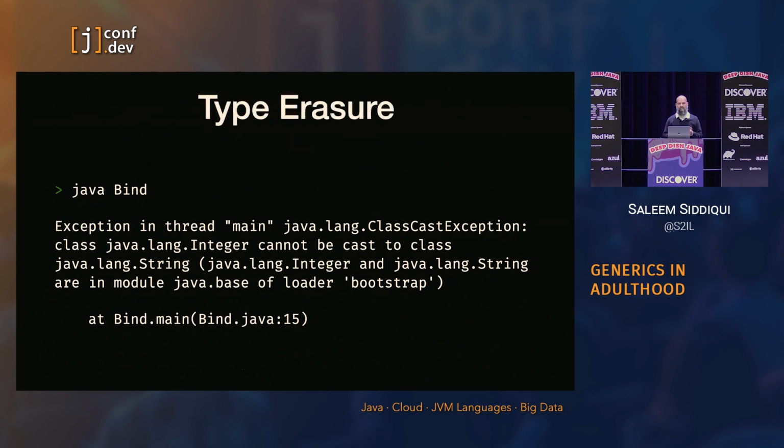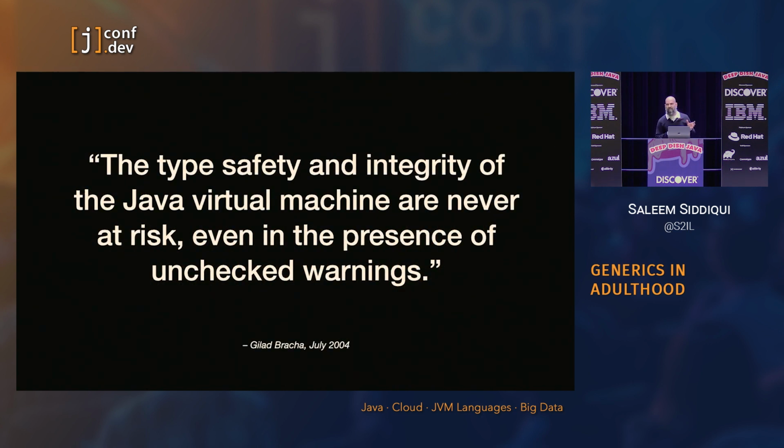So what does this tell us? That because of type erasure, the runtime has no recourse but to throw an exception because all the type information is lost. The compiler threw it away after satisfying itself. So this statement, which is also from that paper, this I can get behind. The type safety and integrity of the Java virtual machine are never at risk, even in the presence of unchecked warnings. That, I think, is fair, because a class cast exception that was thrown in this case is essentially the last safety net, right?